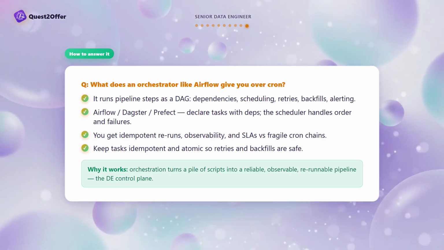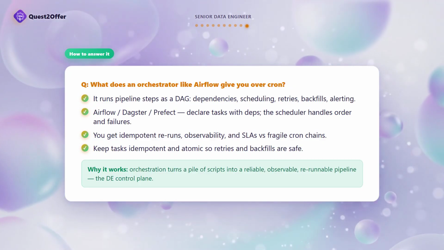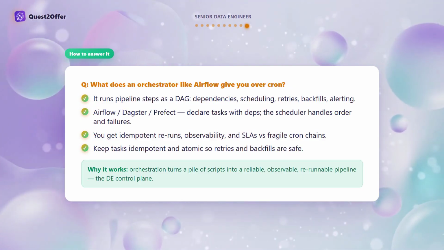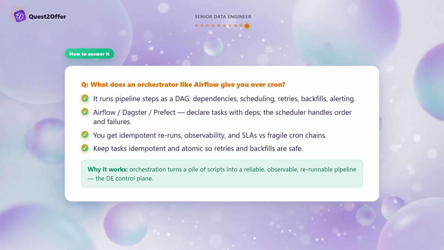You get idempotent reruns, observability, and SLAs instead of a fragile chain of cron jobs. Just keep every task idempotent and atomic so retries and backfills stay safe.